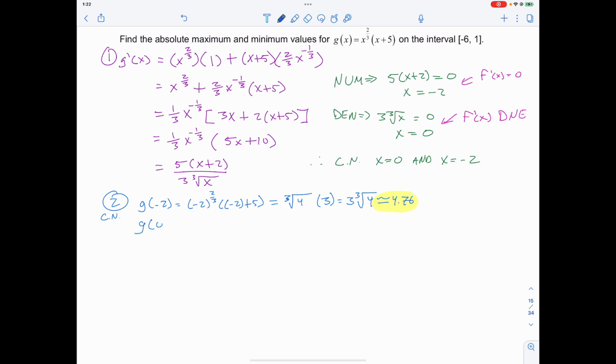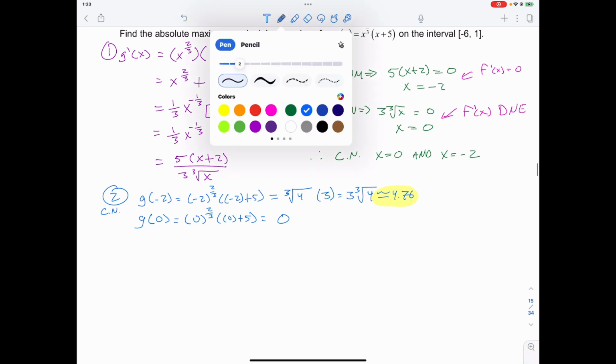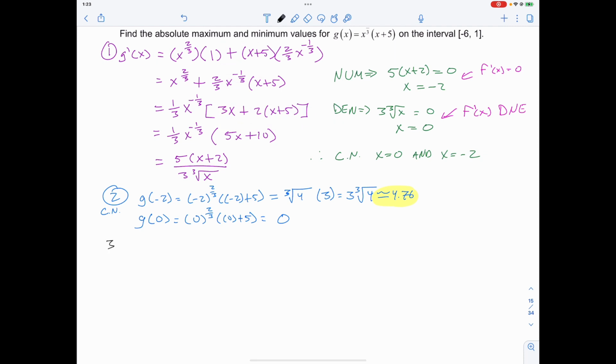I can also take g of 0 is going to equal 0 to the power of 2 over 3 times 0 plus 5. Well, 0 to the power of anything is just 0 times anything else is still just going to be 0. If I take the endpoints, then I'm going to have from the endpoints -6 and 1.